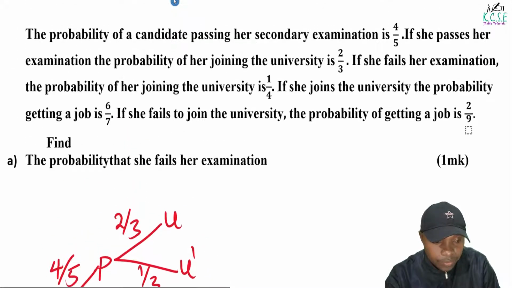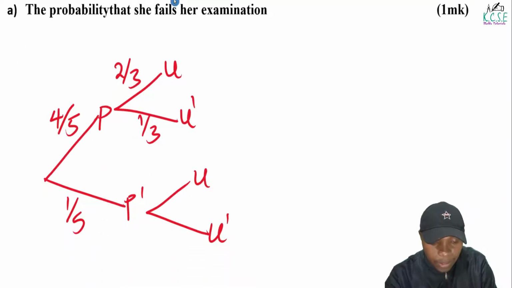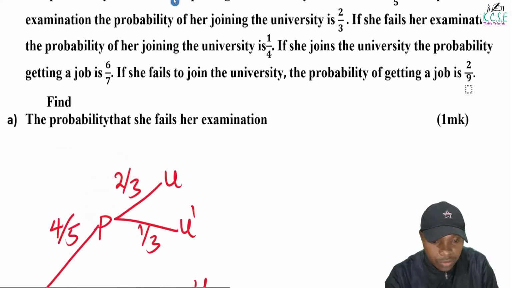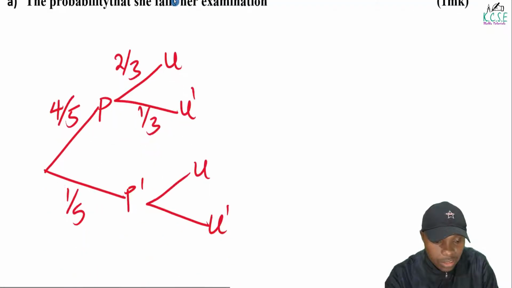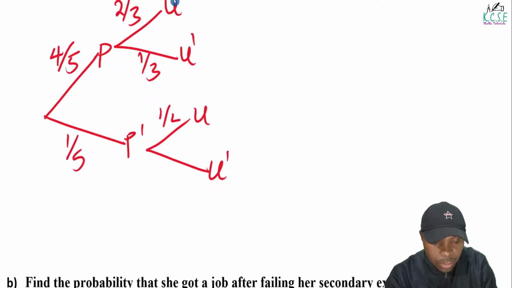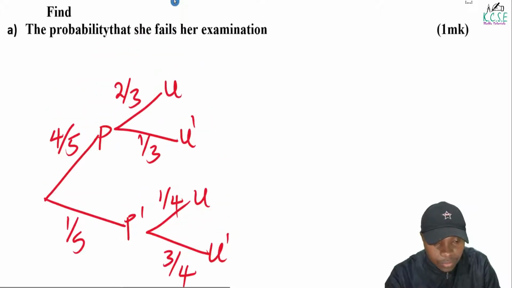Then the other statement: if she fails the examination, the probability of her joining the university is 1/4. So this is the branch of failing. If she fails, the probability of joining the university is 1/4, so not joining is 3/4.